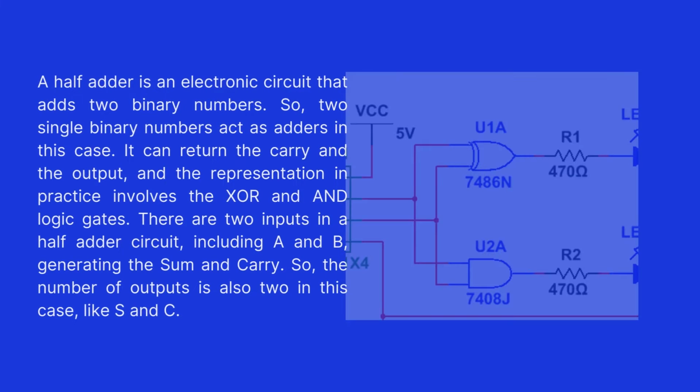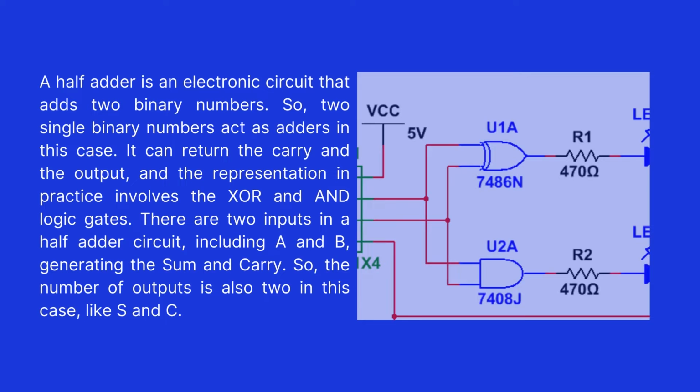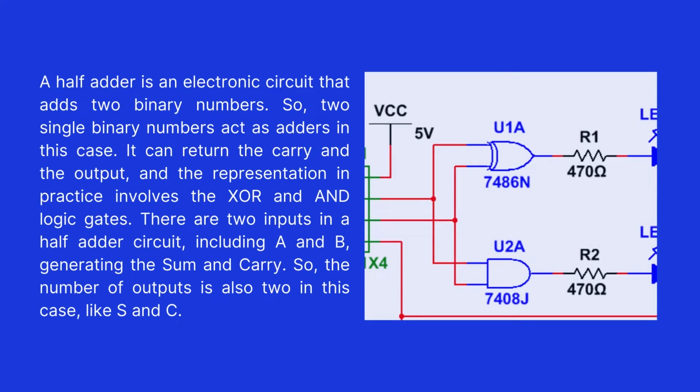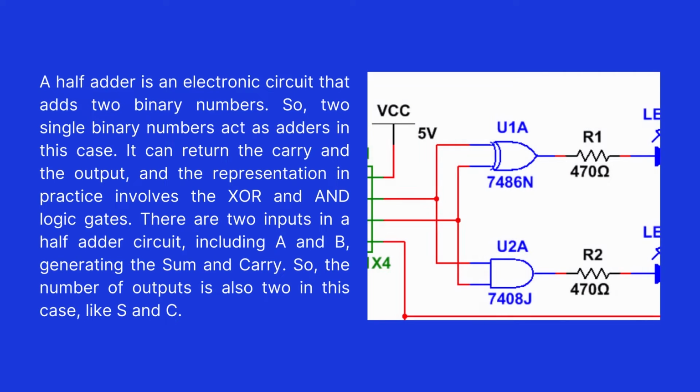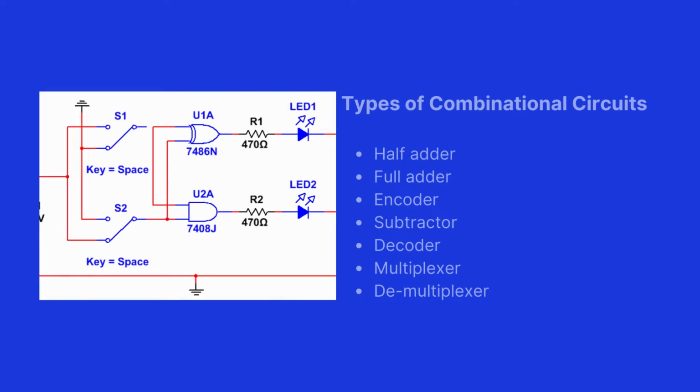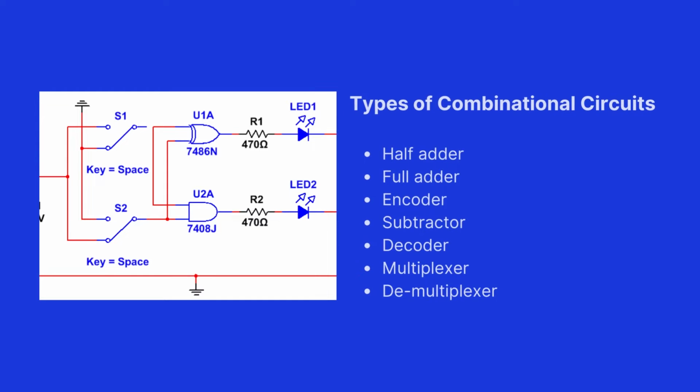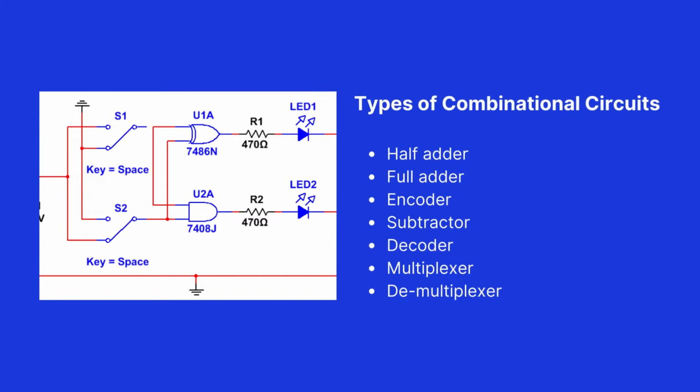A half-adder is an electronic circuit that adds two binary numbers. So, two single binary numbers act as adders in this case. It can return the carry and the output, and the representation in practice involves the XOR and AND logic gates. There are two inputs in a half-adder circuit, A and B, generating the sum and carry. So, the number of outputs is also 2 in this case, S and C. Types of combinational circuits: half-adder, full-adder, encoder, subtractor, decoder, multiplexer, demultiplexer.